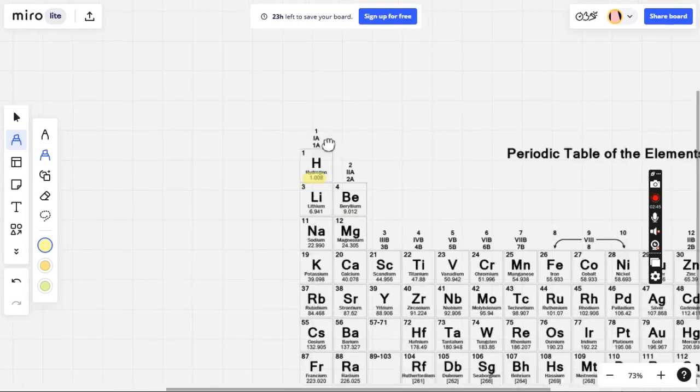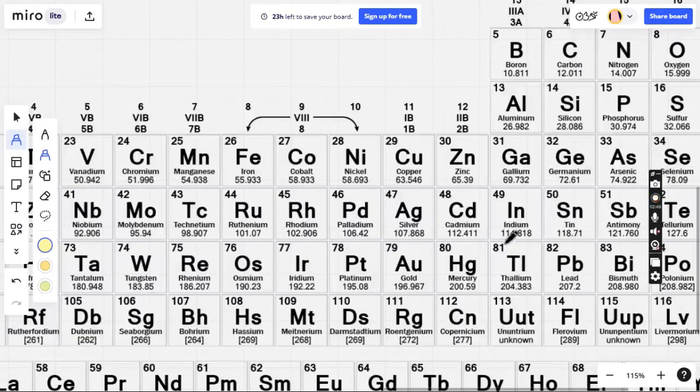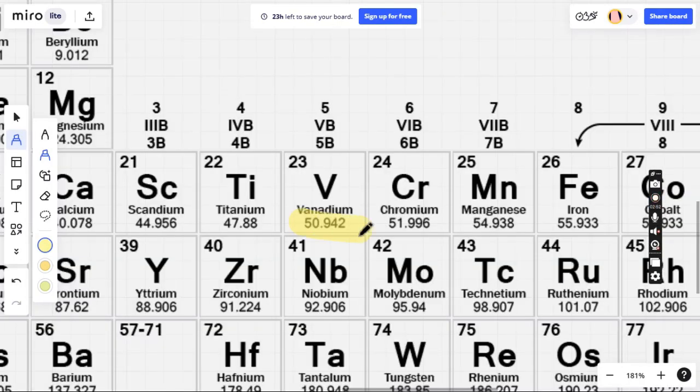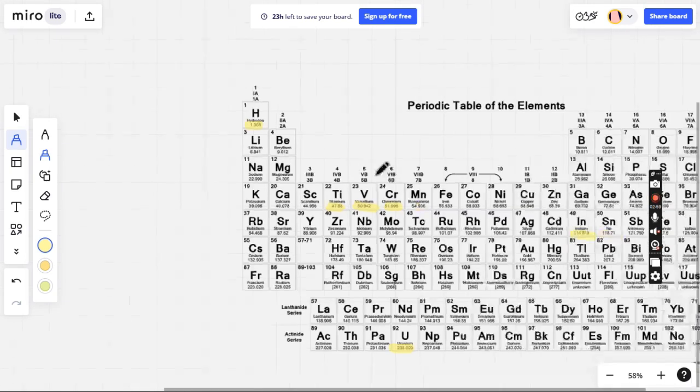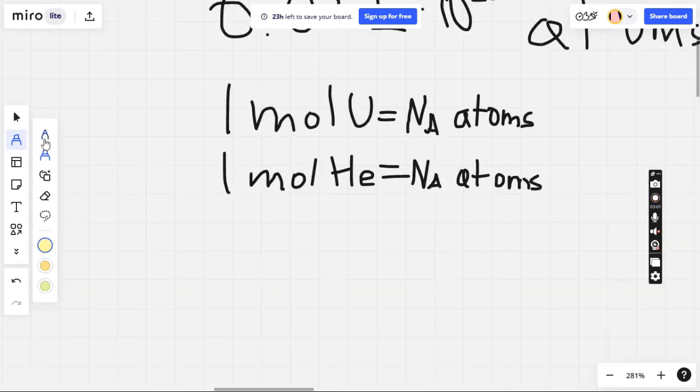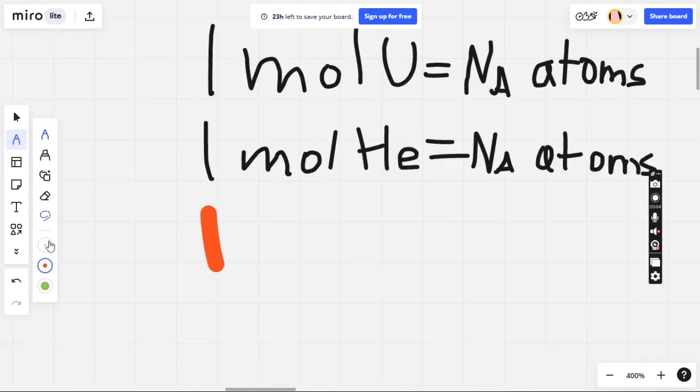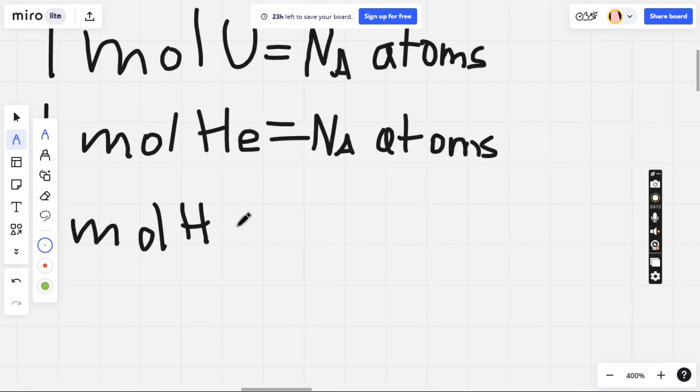So pick any element on the periodic table. Got indium, vanadium. They will all have this different number under them, the molar mass. It is pretty simple. So let's look at hydrogen. Whoopsie daisy. 1 mole of hydrogen is going to have 1.01 grams of hydrogen.